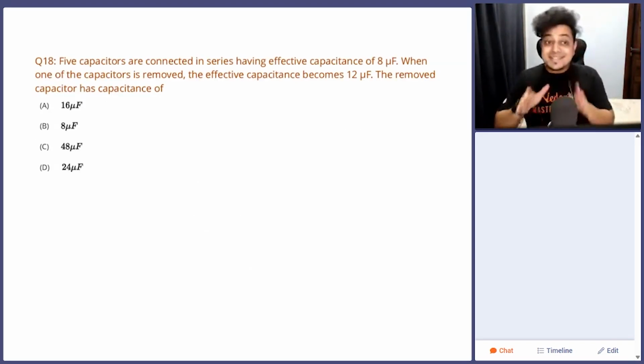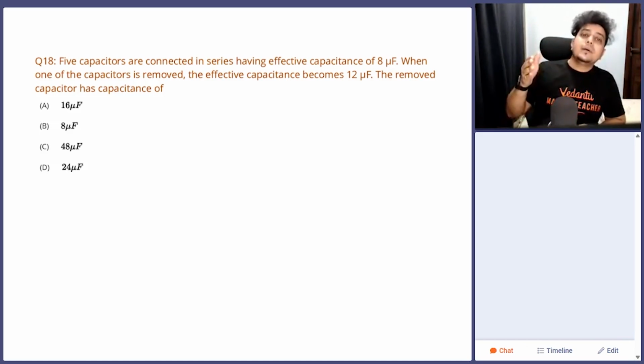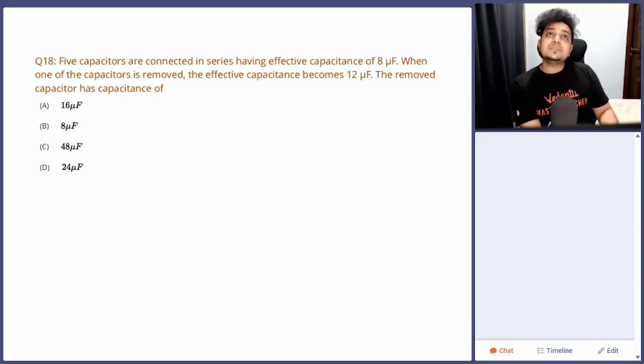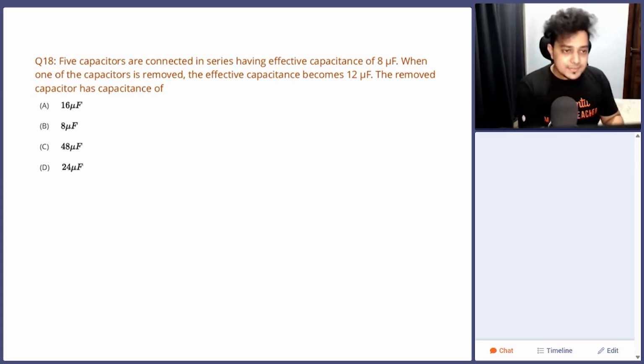5 capacitors are connected in series having effective capacitance 8 microfarad. When one of the capacitors is removed, the effective capacitance becomes 12 microfarad. Then the removed capacitor's capacitance is? Okay, interesting question. So when all of them were there, effective capacitance in the first case is 8. So 1 by 8 will be equal to 1 by C1 plus 1 by C2 plus 1 by C3 plus 1 by C4 plus 1 by C5.